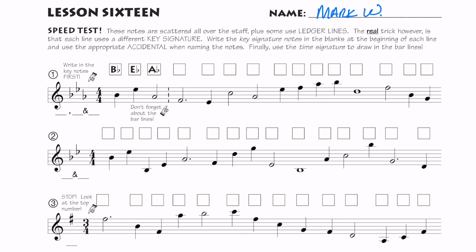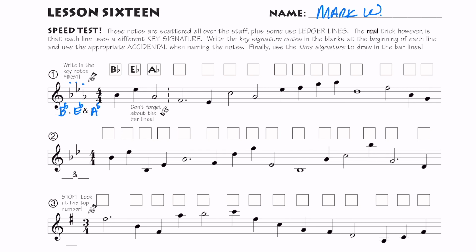We're going to name the key signatures. We're going to name the notes. Then we're going to use the note values to draw in the bar lines. So let's start off by naming the key signature of number 1. Notice I have 1, 2, 3 flats. It's always the same order, so I know that it's B flat, E flat, and A flat. Spells those first 3 letters of the word bead.